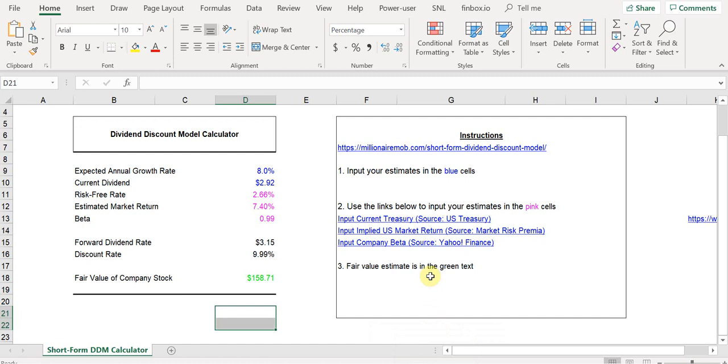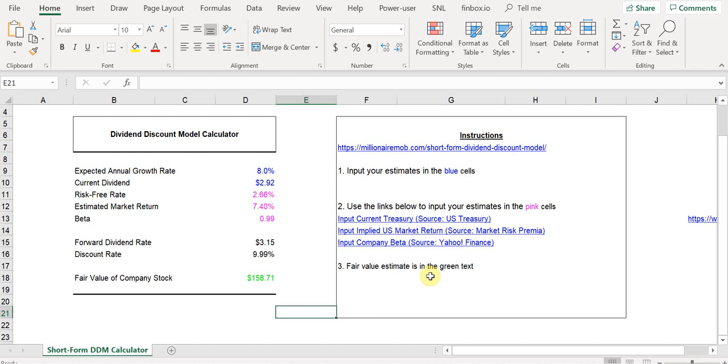You got Millionaire Mop here, ready to show you exactly how to use a dividend discount model Excel template, which you can find at millionairemop.com/short form dividend discount model.